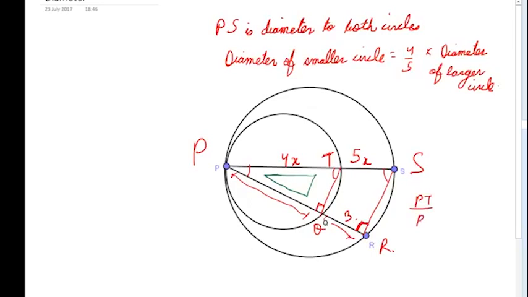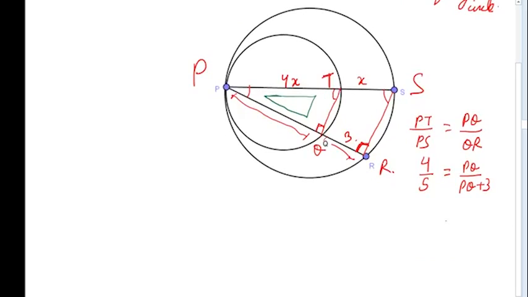So PT by PS, this won't be 5, the total will be 5x, so this length I can assume to be x. PT by PS will be equal to PQ by QR, and PQ is the length I need to find. So PT by PS is 4x by 5x or 4 by 5, and that is equal to PQ by QR, which is PQ plus 3. And using this, you can get the answer. PQ is equal to 12. So this length will be equal to 12.